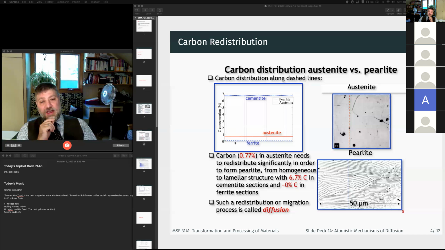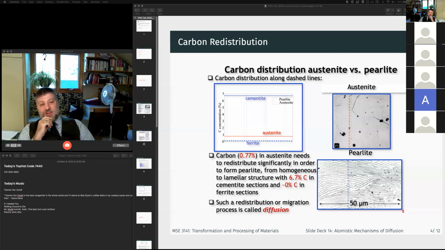The ferrite is roughly 0. The austenite was 0.77 at the eutectoid composition, right? So we have to have this long range diffusion, relative to the size of the carbon atoms, in our material so that we can grow these two forms.